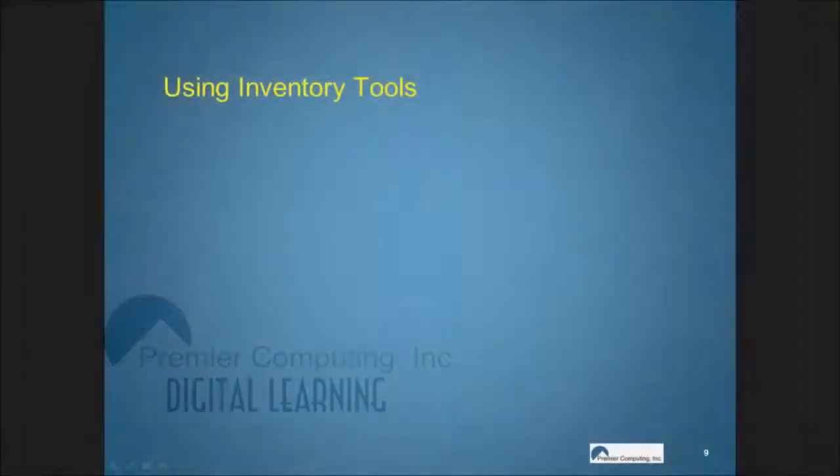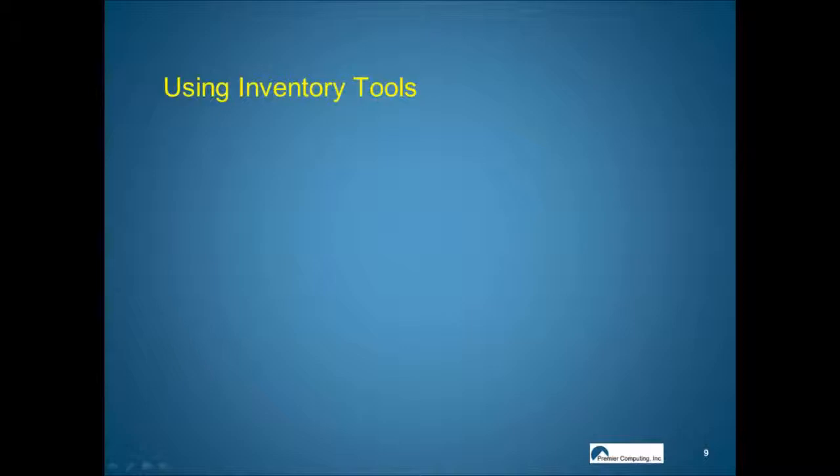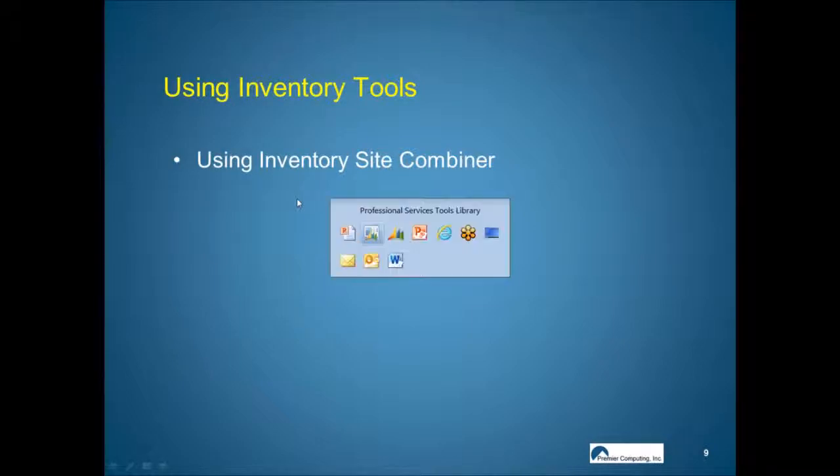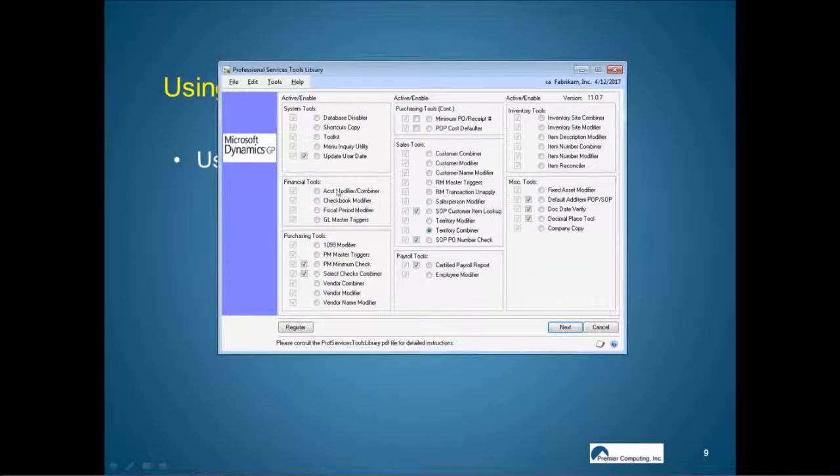We're now going to review the inventory tools, which is part of the professional services tool suite. In the inventory tools, we have the ability to do what we call an inventory site combiner. Where this comes into play is if you are changing sites inside Dynamics and you no longer have a bin A and you want to move everything that was assigned to bin A into bin B. That's how we would do it. We would use the inventory site combiner.